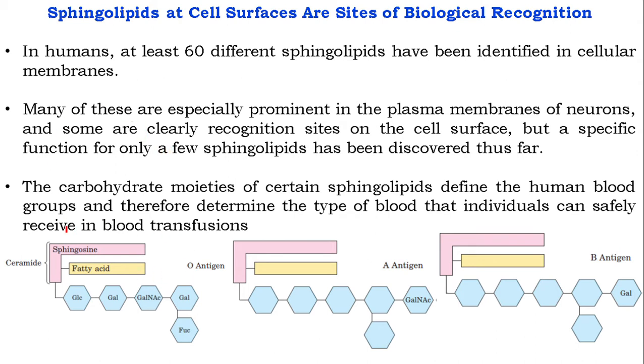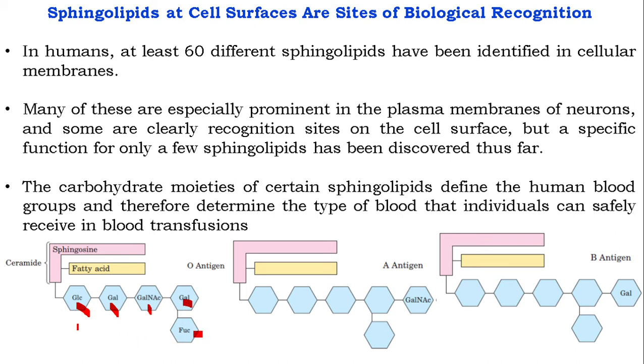What you see here is the structure of O antigen. What is O antigen? Remember, these antigens are present on the surface of RBC. What's in O antigen? Sphingosine and fatty acid. Basically, ceramide is there. Then, on the third carbon, there is an oligosaccharide: glucose, galactose, N-acetyl galactosamine, galactose and fucose.